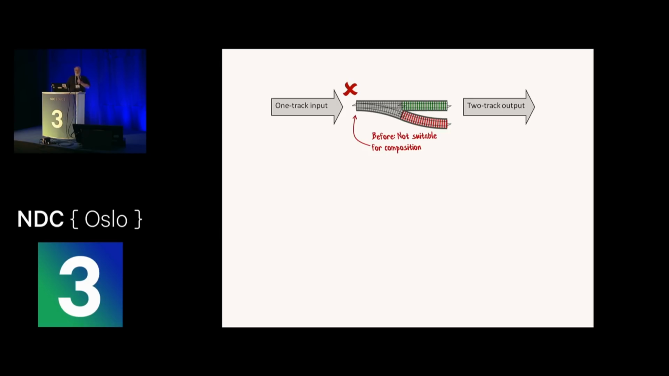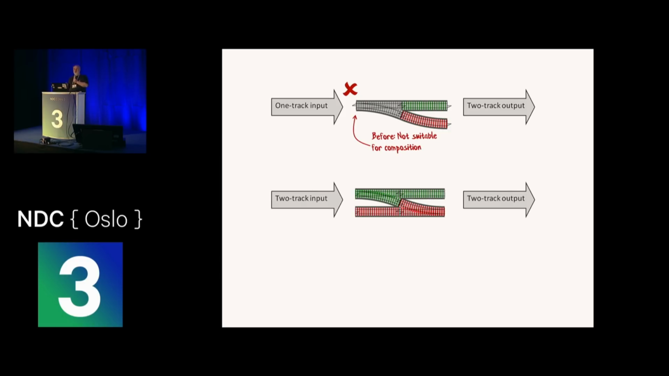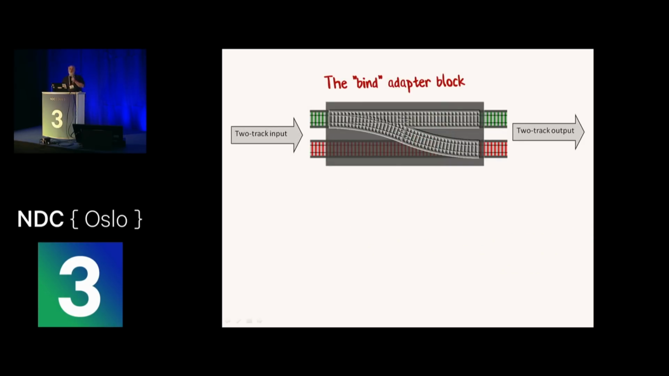So we have a very common problem in functional programming where you have these kinds of two things with two outputs, and they're not suitable for composition. If we could turn them into these kind of two-track things, they would be suitable for composition, because these things are very easy to work with. All right, so that's good. So we have a general problem of turning the top kind of thing into the bottom kind of thing.